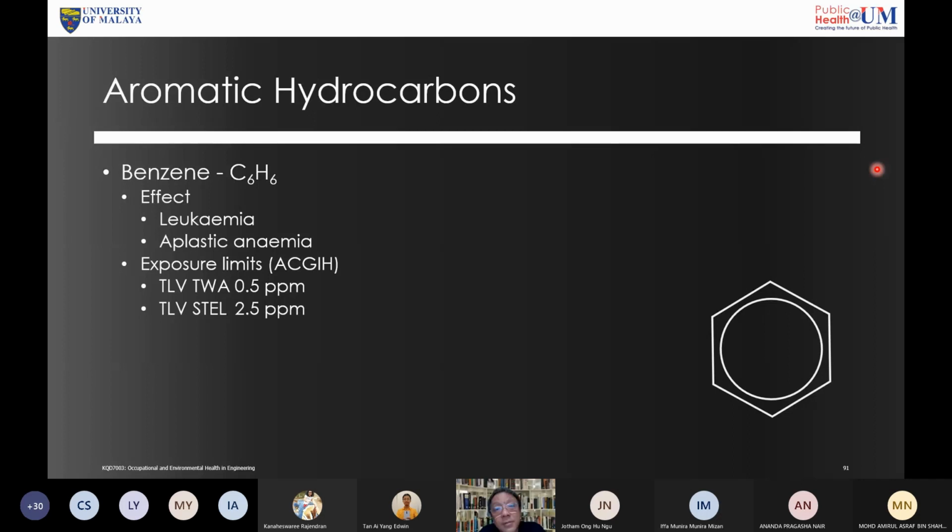Anyone? Gasoline. Gasoline, yes, gasoline contains benzene. If you go to any petrol pump, it will say that there is 5% benzene in the gasoline itself, and one of the warning signs is that it can cause cancer. So gasoline actually causes cancer.